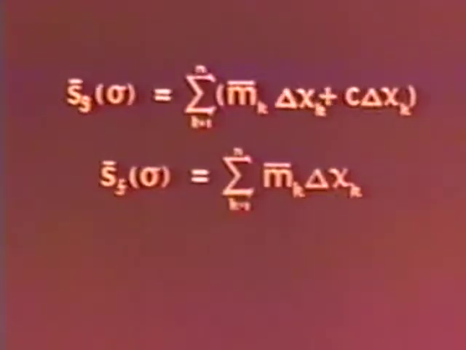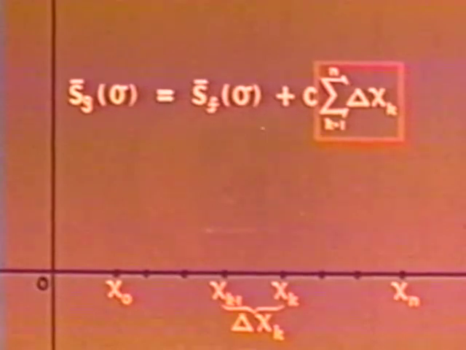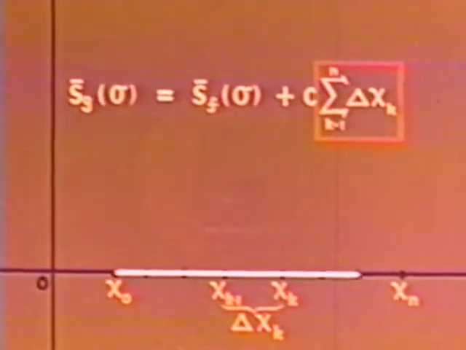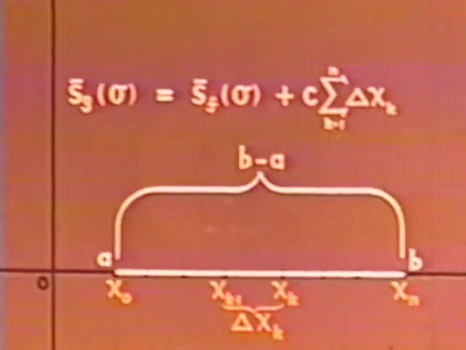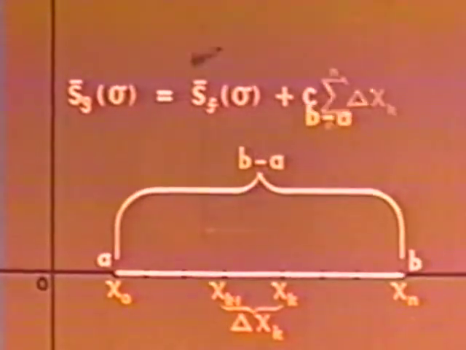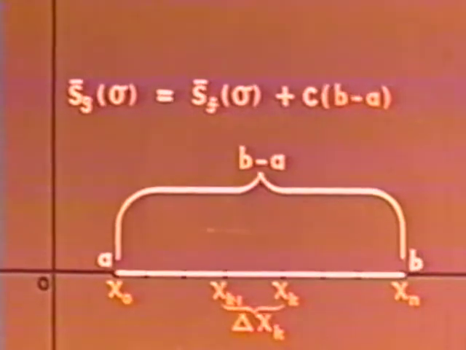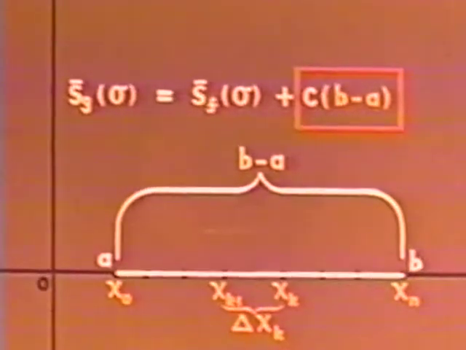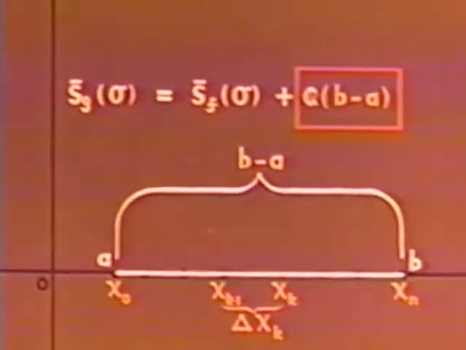Next, we use properties of the sigma notation. Substituting, we obtain this. The sum of the lengths of the subintervals is simply the length b minus a of the full interval. We therefore arrive at this relation between the upper sums for f and g. Note that the quantity c times b minus a does not depend on the partition sigma. For convenience of writing, we shall denote this constant by r.